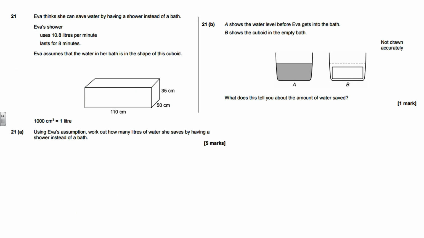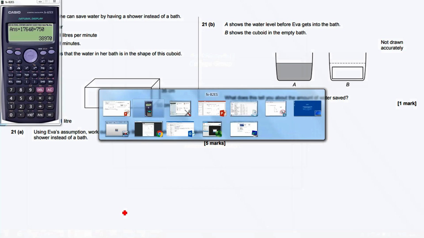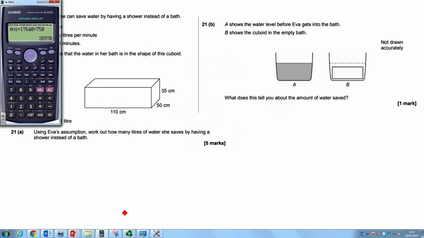Question 21. Eva thinks she can save water by having a shower instead of a bath. Eva's shower uses 10.8 litres per minute and lasts for 8 minutes every day. Eva assumes that the water in her bath is in the shape of this cuboid. 1,000 centimetre cubes is the same as 1 litre. Using Eva's assumption, work out how many litres of water she saves by having a shower instead of a bath. Definitely going to want a calculator for this one.